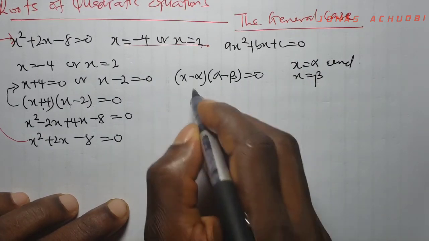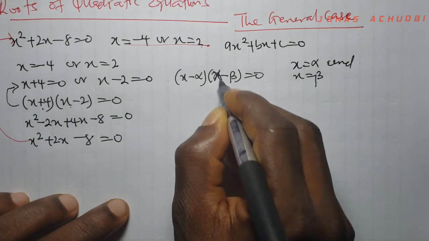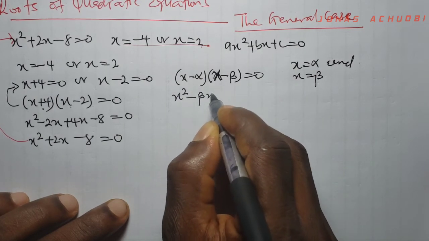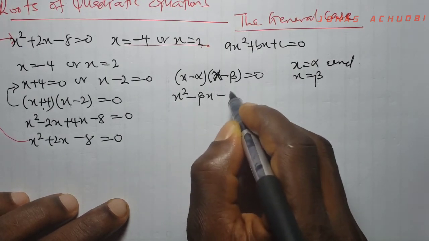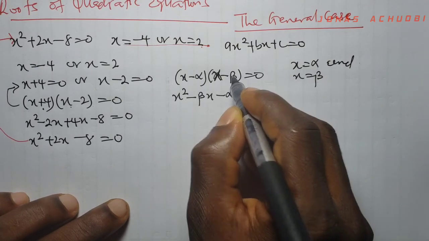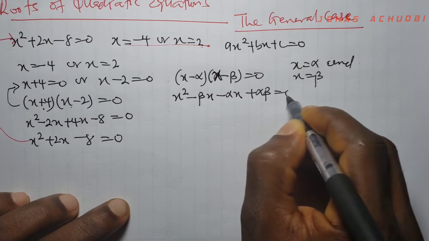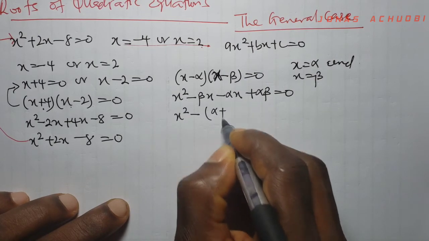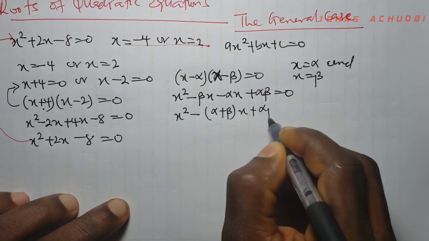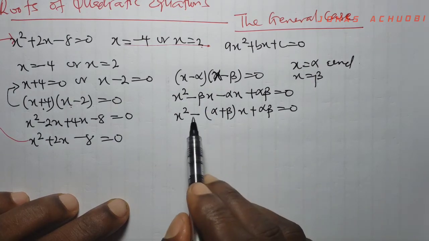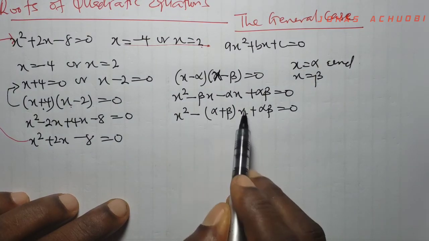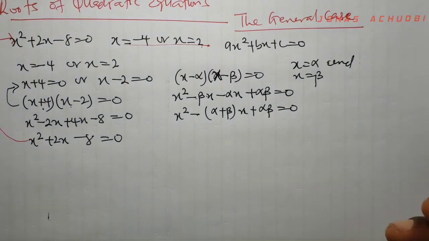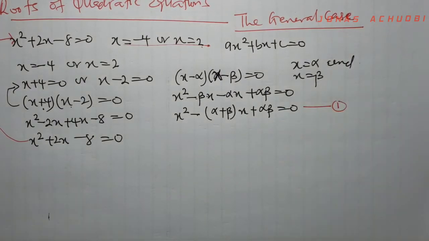So if we expand, we get x times x is x squared, x times minus beta is minus beta x, minus alpha times x is minus alpha x, and minus alpha times minus beta is plus alpha beta equal to 0. We can now rearrange to get x squared minus (alpha plus beta)x plus alpha beta equal to 0. Let us check. Minus times alpha is minus alpha x, minus times beta is minus beta x. That is correct. Equal to 0. So we shall call this equation 1.